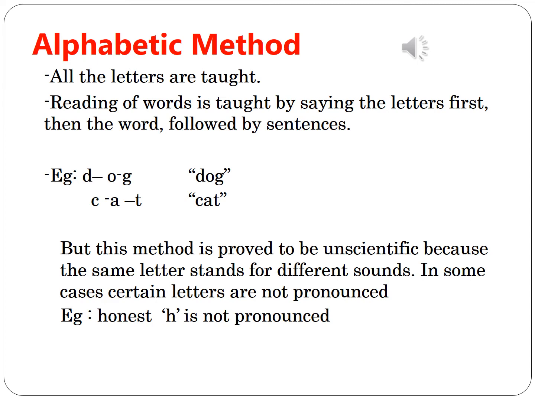And in certain other cases, some letters are not pronounced loudly. Take for example the word honest. Here the letter H is silent. So nowadays linguists prefer the phonic method.